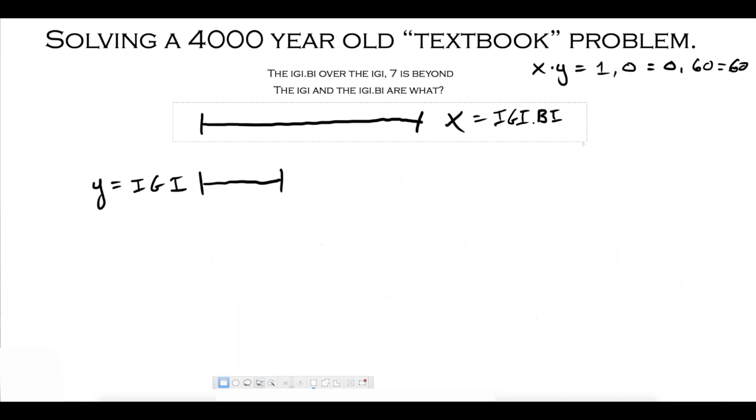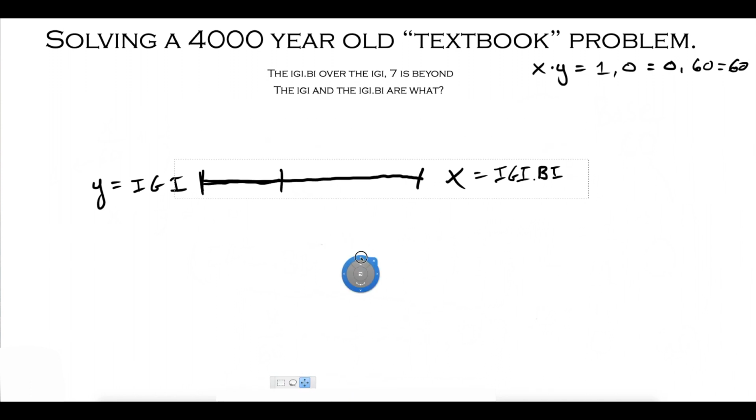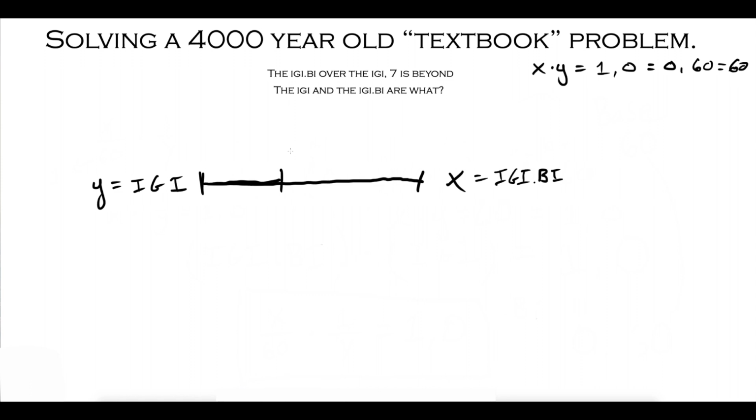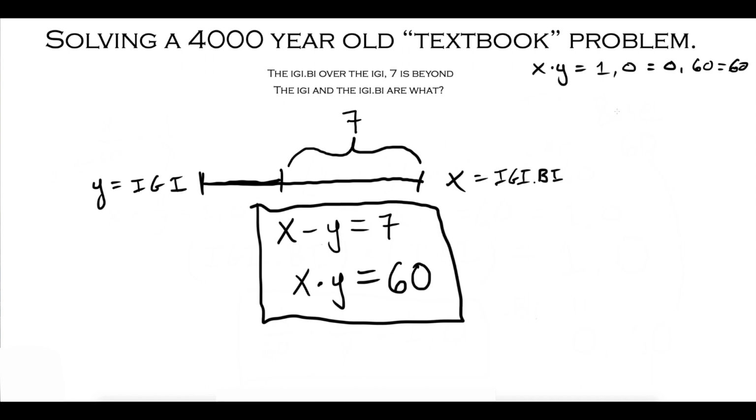If we were to lay x over y, or the EGB over the EG, we would see that 7 is beyond, meaning x minus y equals 7. So now we have a set of equations. X minus y equals 7, and x times y equals 60. Well, how did the Babylonians solve this problem?